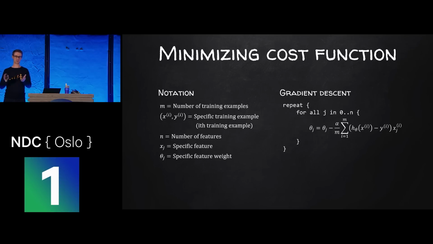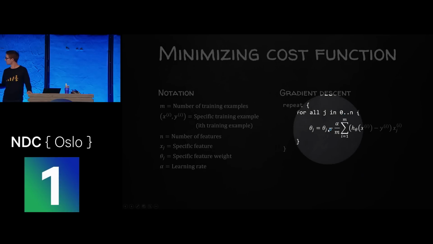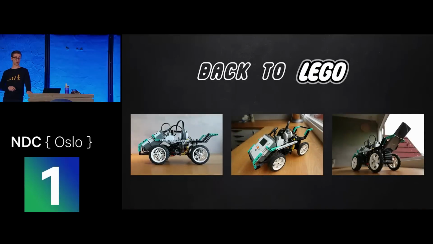And how many times are we going to repeat this? Well, that depends on the problem. And it depends on, here we have it, the learning rate, alpha. We are coming back to this, and we will see how many times we need to repeat this and how to find a good value for alpha. Okay, that's enough with the math for now.